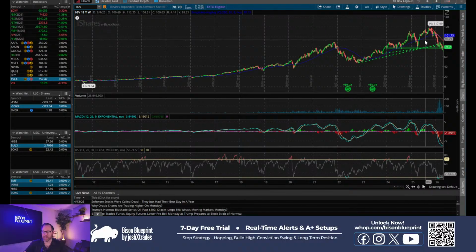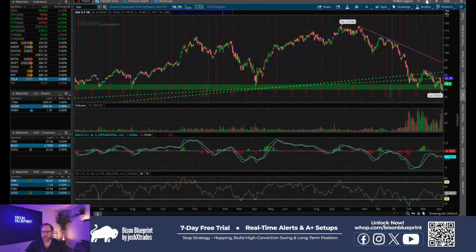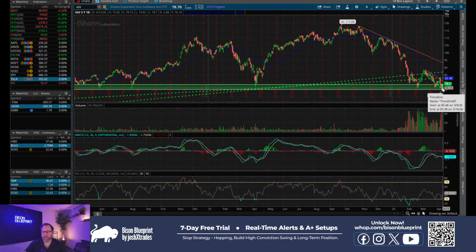So when you look at Microsoft, very similar here, false breakdown of the trend line. And now we're sitting at support. And again, this is where I don't want to put chips on the table on a name like this, because it's just not an A+ setup for me.